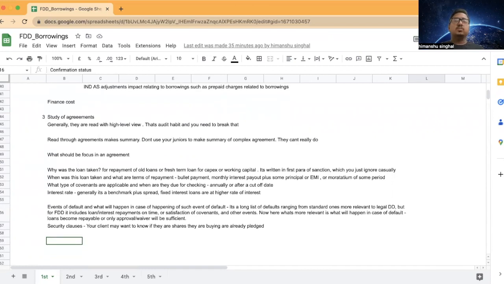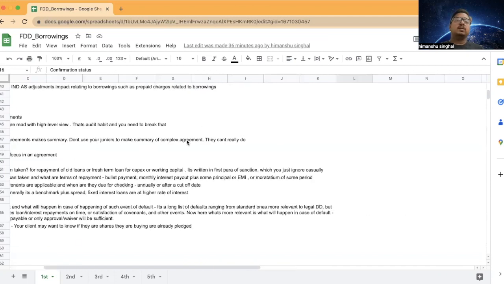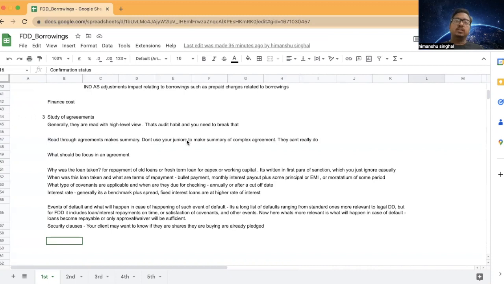You should see why the loan was taken. For example, it could be for repayment of old loans, or a fresh loan, or capex, or working capital. Generally, this is given in the first para of the sanction letter, which you are just in the habit of ignoring. But read through it carefully. It will help you understand why the loan was taken, and may help you in your reviews and to answer a client.